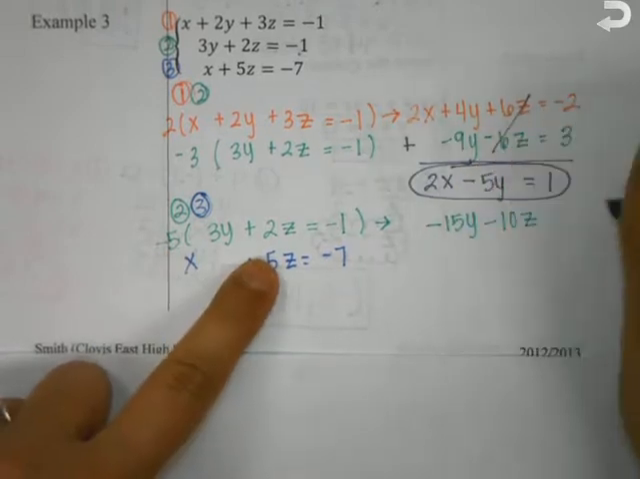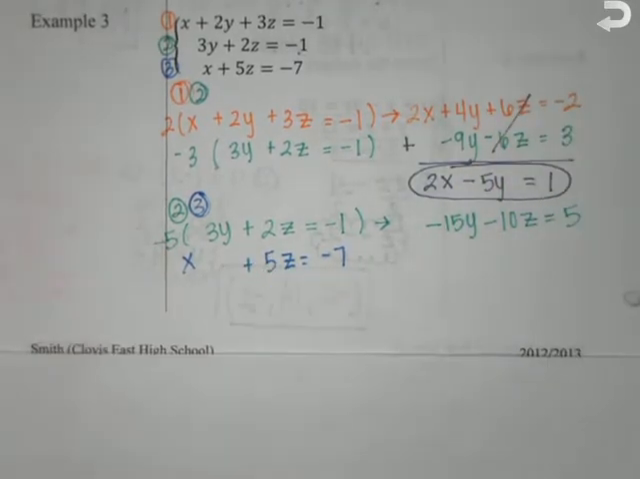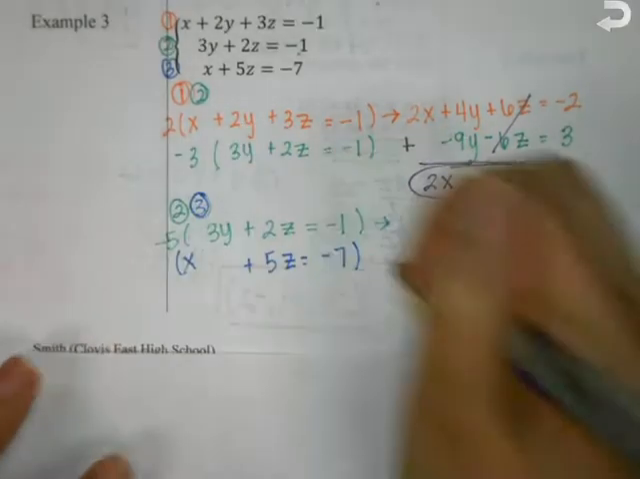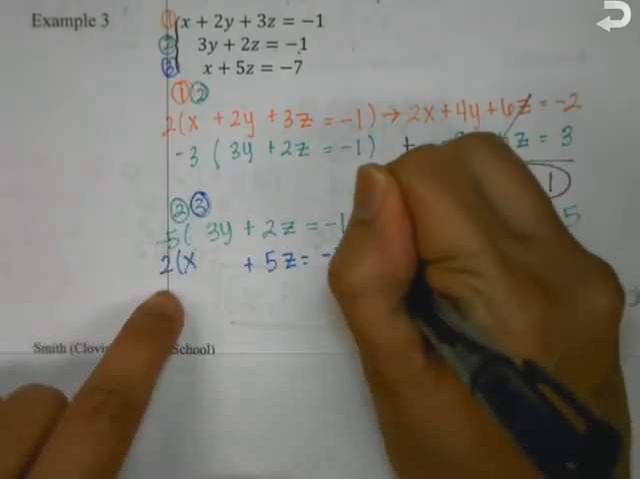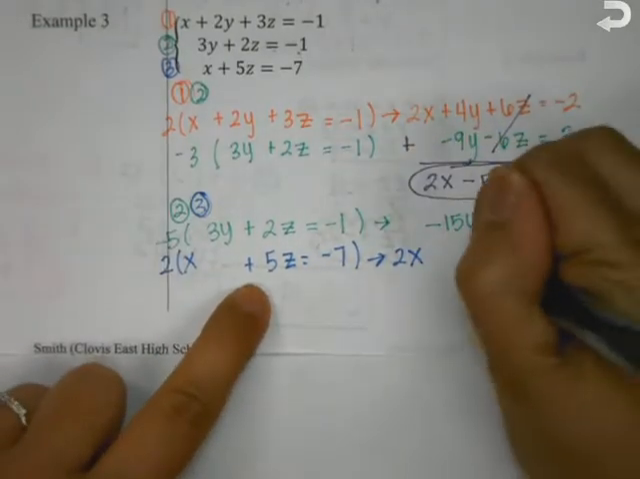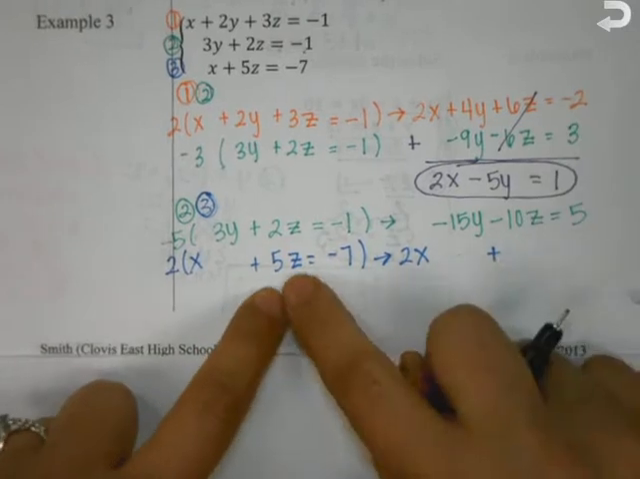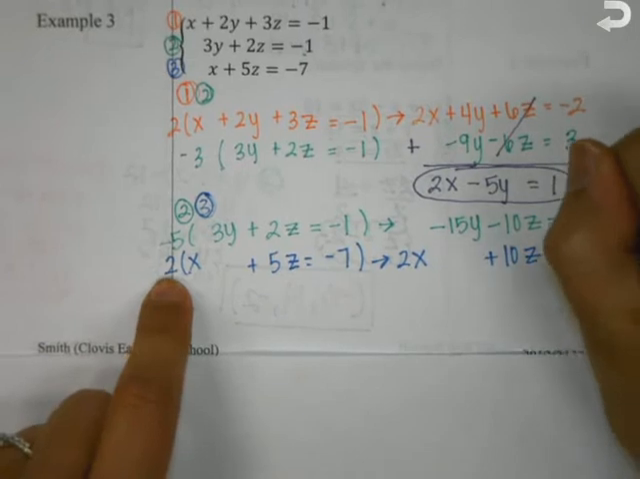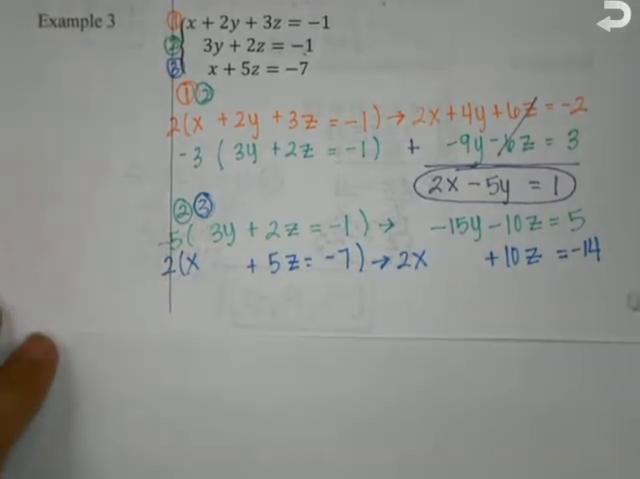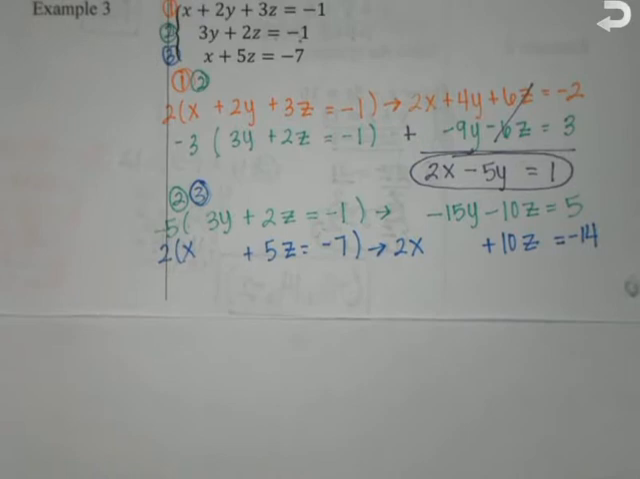And then, what do I need to multiply the bottom by? 2. Positive 2, good. So that is going to be 2x. No y's, so I'm just leaving a blank space, plus 10z equals negative 14. You guys okay so far? We're going slow. Okay, let's add the equations together.